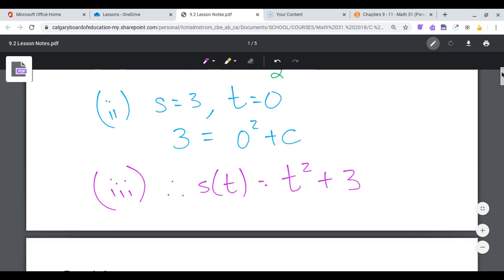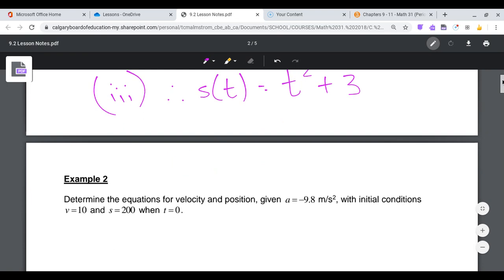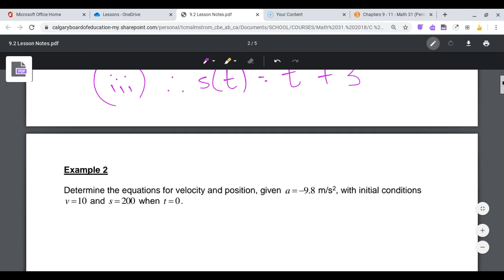Okay, example 2. Determine the equations for velocity and position given a is equal to negative 9.8 meters per second squared with initial conditions v equals 10, s is 200 at t equals 0.